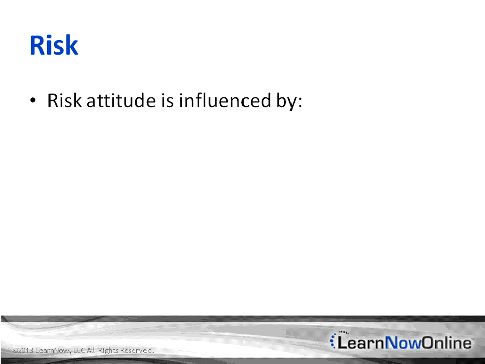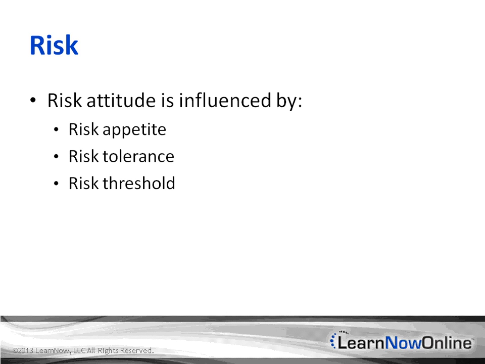Risk attitude describes the willingness of an organization or stakeholder to accept varying degrees of risk. Risk attitude is influenced by risk appetite, which is the degree of uncertainty a person or group is willing to take on in anticipation of a benefit. Risk tolerance is the amount of risk an organization or individual will endure, and risk threshold is the level of uncertainty or impact that a stakeholder can accept. Below that threshold, the organization will accept the risk. Above that threshold, the organization will not tolerate the risk.